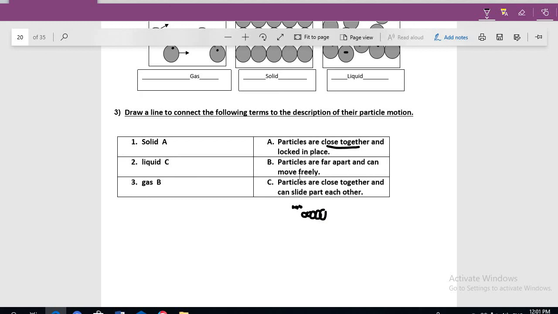So liquid particles are close together and can slide over each other. They are not locked in place, they can move. Gas particles are far apart and move very fast and freely. That's it.